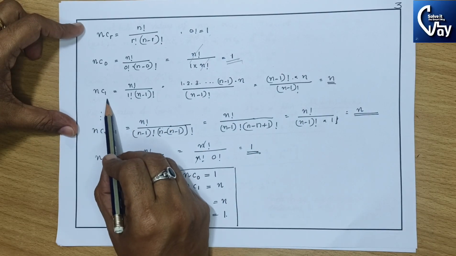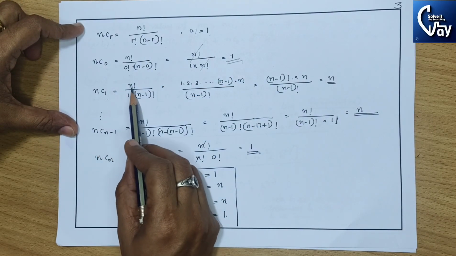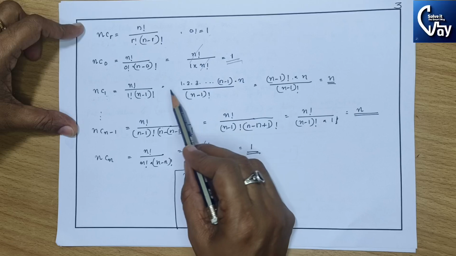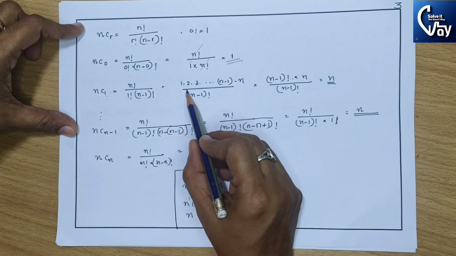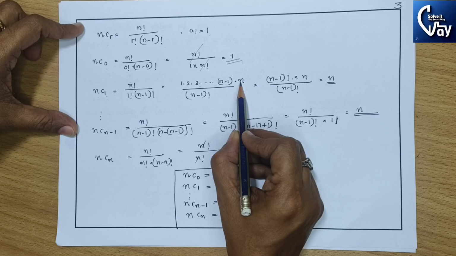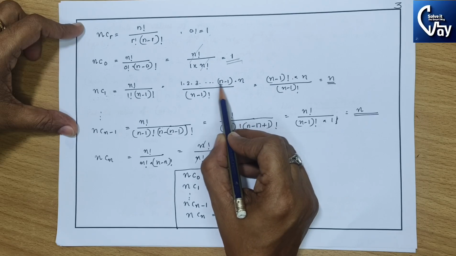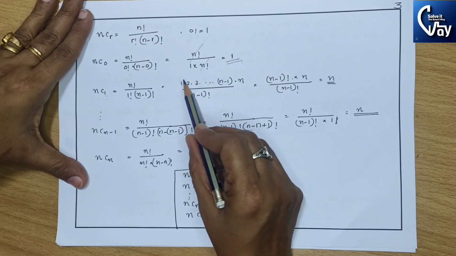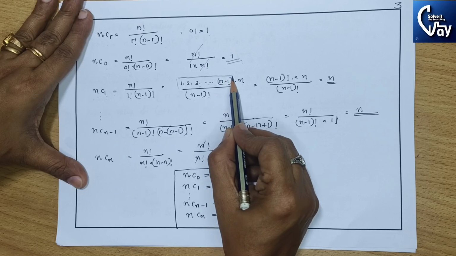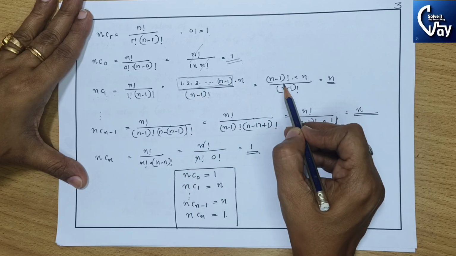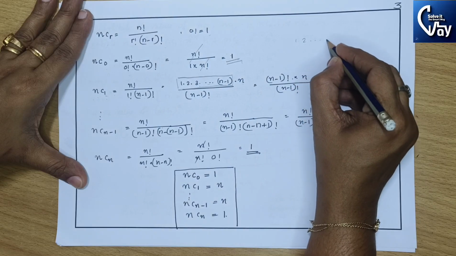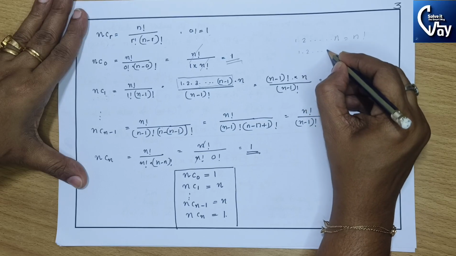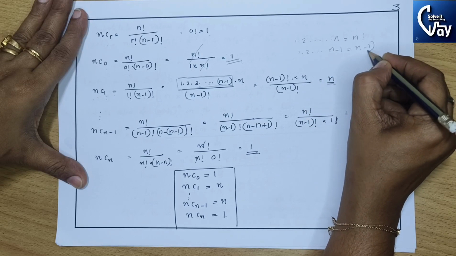What is nC1? By applying this formula, nC1 equals n factorial by 1 factorial into n minus 1 factorial. n factorial is 1 into 2 into 3 into etc., up to n. The previous term, of course, is n minus 1. We know that 1 into 2 into 3 into etc., into n minus 1 is n minus 1 factorial, and 1 into 2 into 3 into etc., up to n is n factorial.